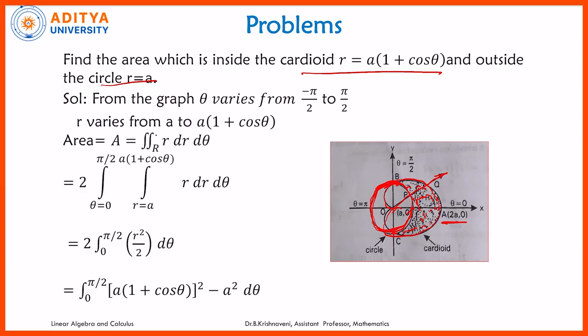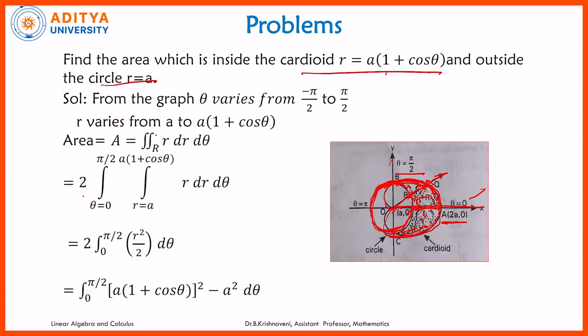The area along the strip, we need to consider from this point to this point, where this point is on r is equal to a, and at this point r is on the cardioid, that is r is equal to a into 1 plus cos theta. So this part is the area. To find out this entire area, let us find the upper part of the area, and 2 into that area gives the entire area. So theta will be from 0 to pi by 2.